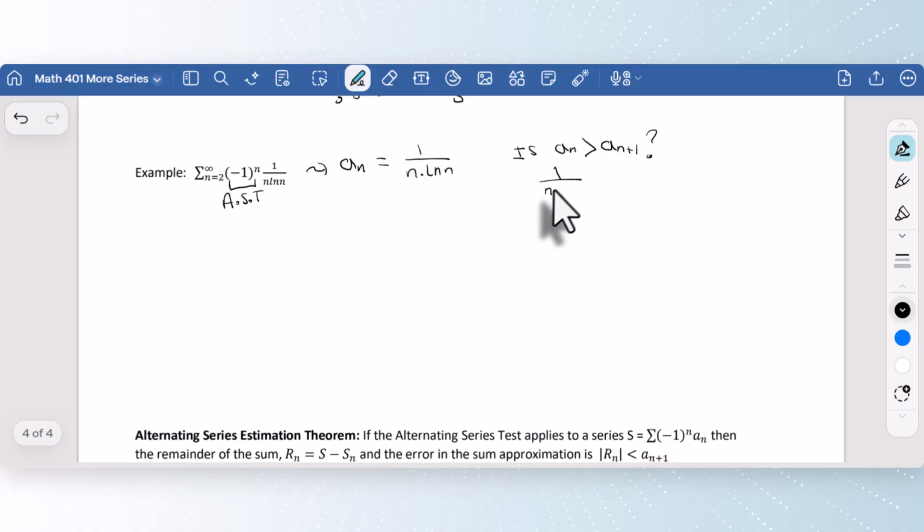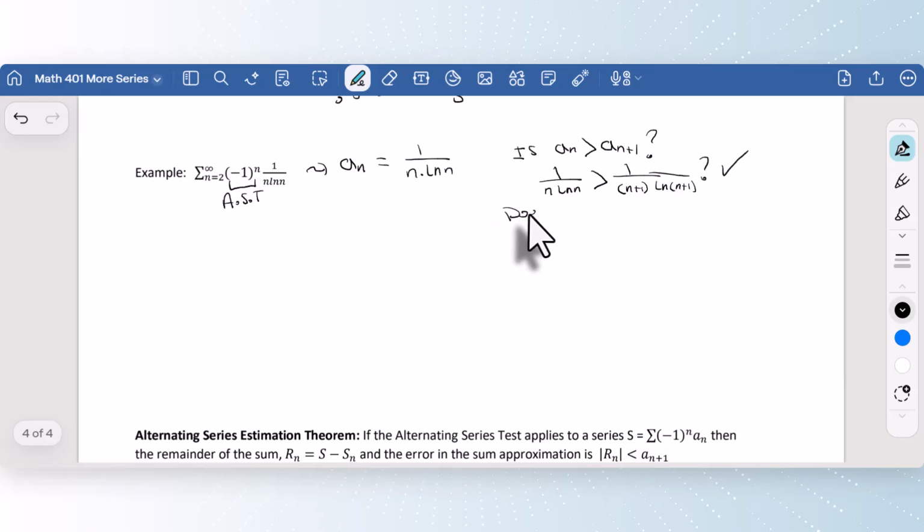So 1 over n ln of n, is that greater than 1 over n plus 1 ln of n plus 1? And the answer is yes, right? The bigger the denominator, the smaller the fraction. So this one checks right away. Sometimes the formula might be harder to see. Then graph it on your calculator and see on the interval 2 to infinity, does it decrease? What's the second condition?